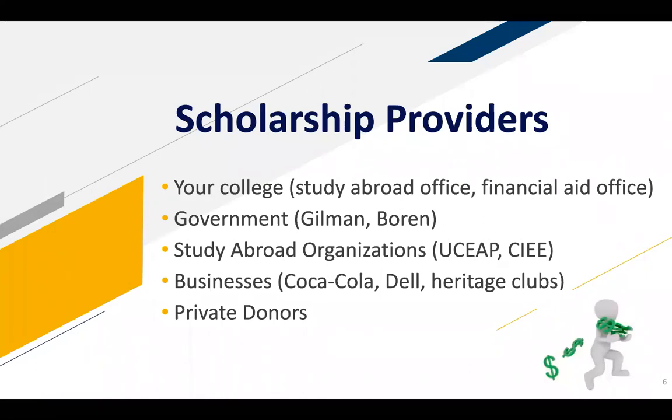Governments are also a great source of scholarships. We'll be talking about the Gilman and the Boren specifically, but foreign governments may also offer scholarships for students to study in their countries. You can contact that country's embassy to learn about availability. Once you've chosen a study abroad program, ask that program provider if they have any scholarships. Many of them do. The UC Education Abroad program and CIEE are just two examples of many.